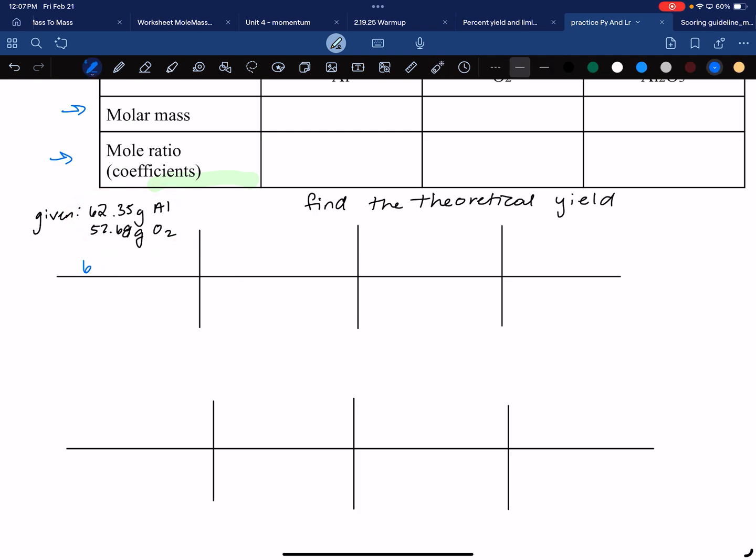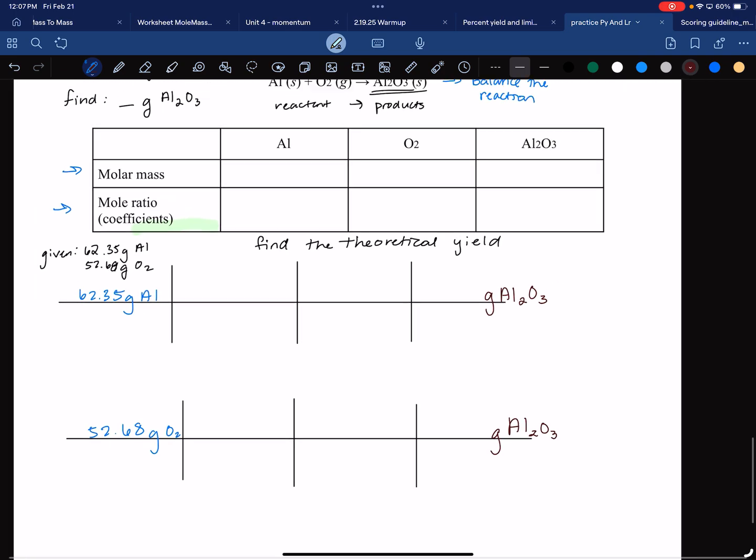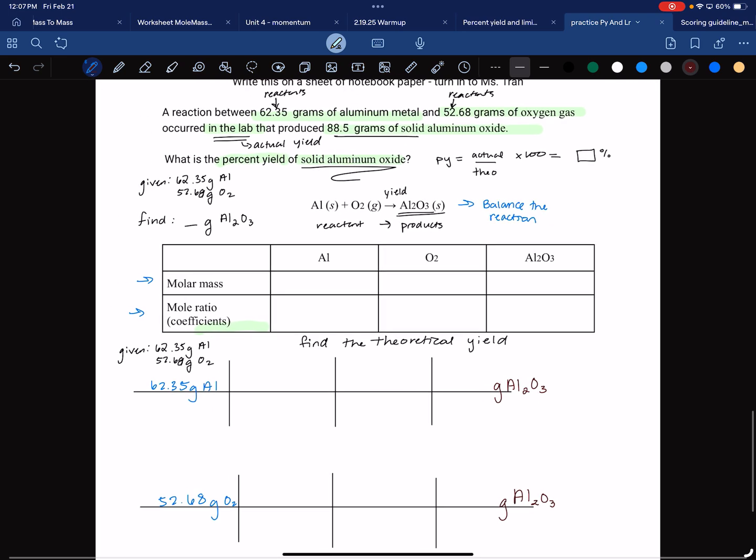Okay, so I set you up with this, 52.68 grams of O2. Remind me, what are we trying to find again? Grams of aluminum oxide, yes, Al2O3. And then make sure you're using your strategies, copy paste, mass ratio mass. Make sure that you know the difference between the two. And then once you figure that out, you'll be able to find the percent yield.